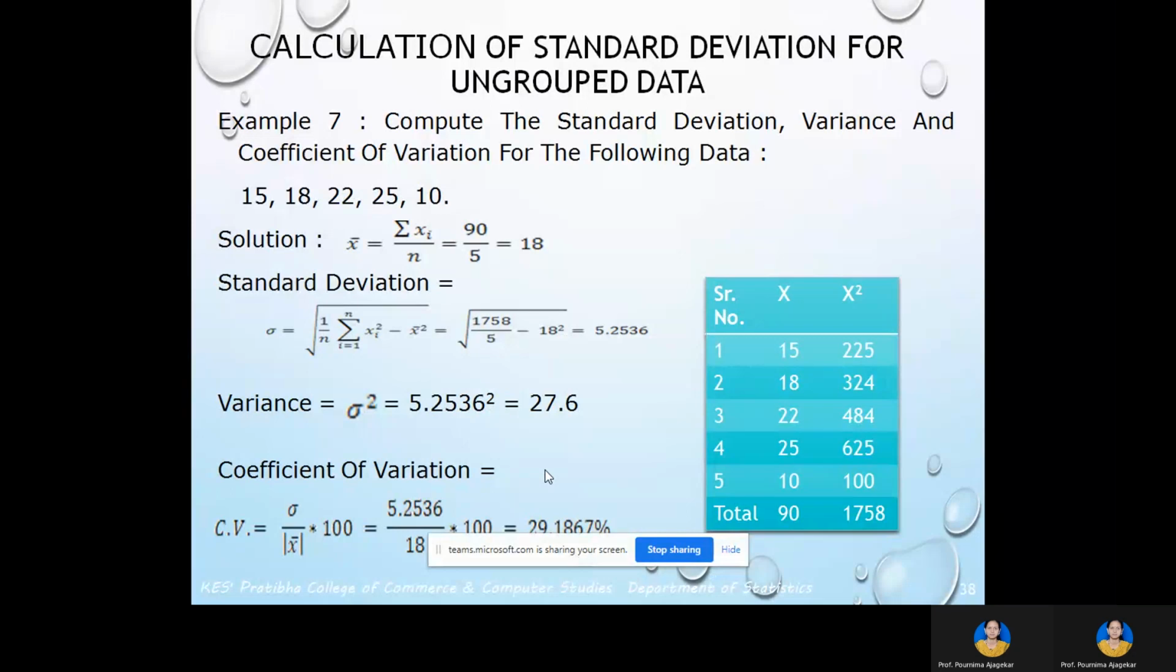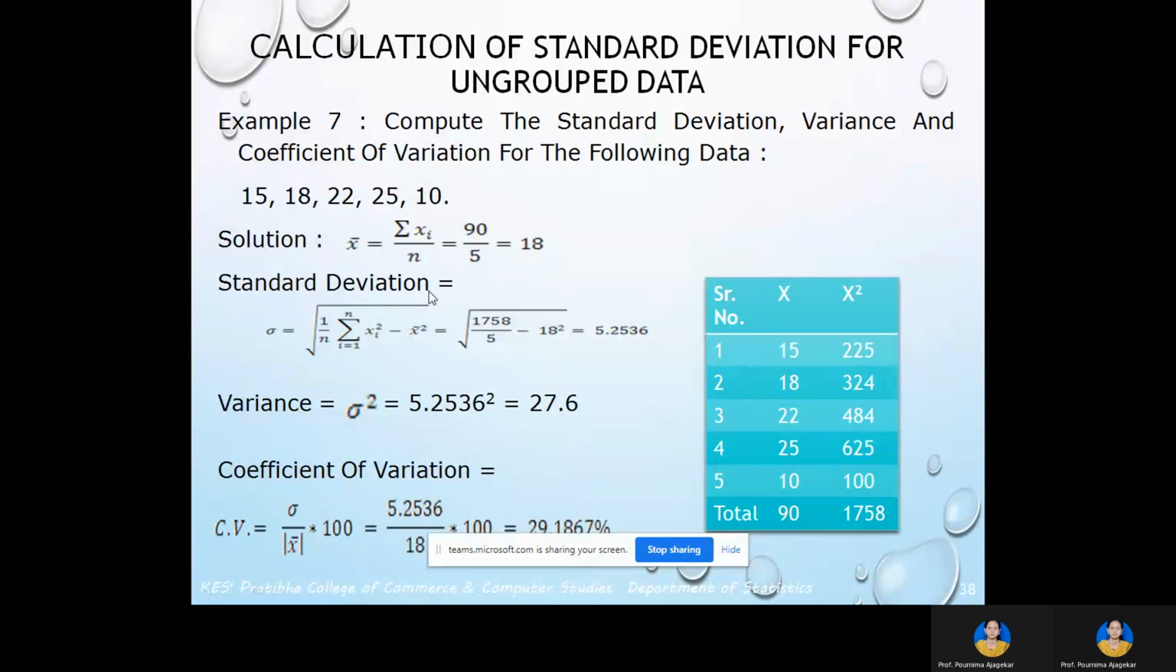Calculations of standard deviation for ungrouped data. Compute the standard deviation, variance, and coefficient of variation for the following data. We have been given some raw data. Firstly we have to compute the mean, x bar equal to summation xi divided by n, that is, the summation xi is 90 divided by the number of observations, 5. So we get mean x bar equal to 18.